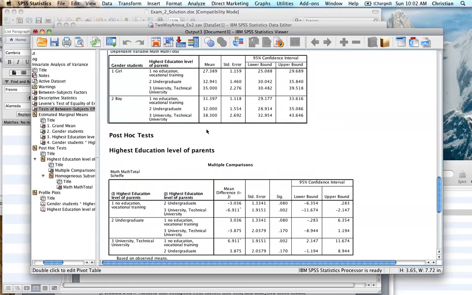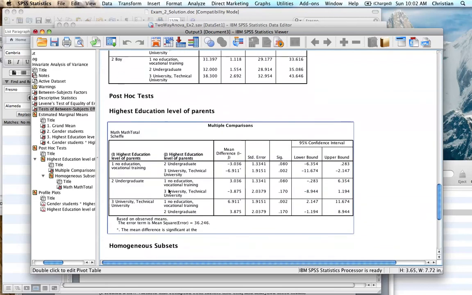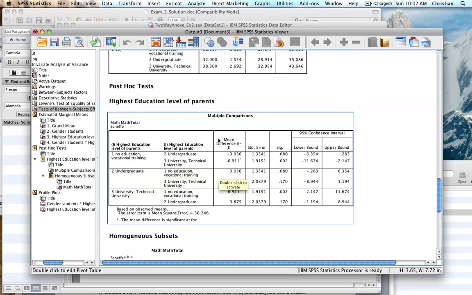So then we move down here to post-hoc tests. We do the pairwise comparisons, again with the Scheffé test, and we see: is there a difference between no education and undergraduate? -3, we know, okay, no education is 3 points lower on the test than undergraduate. And this is, statistically speaking, not significant, because this is still higher than 0.05.